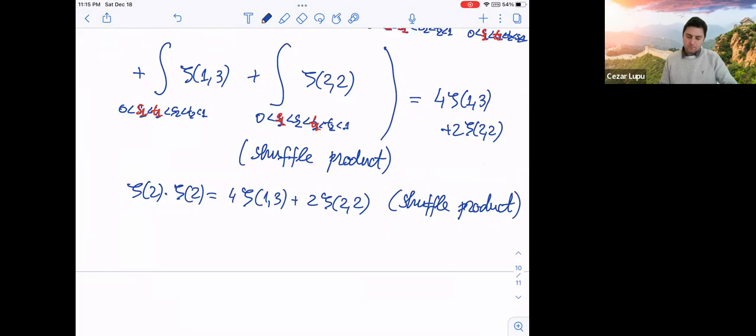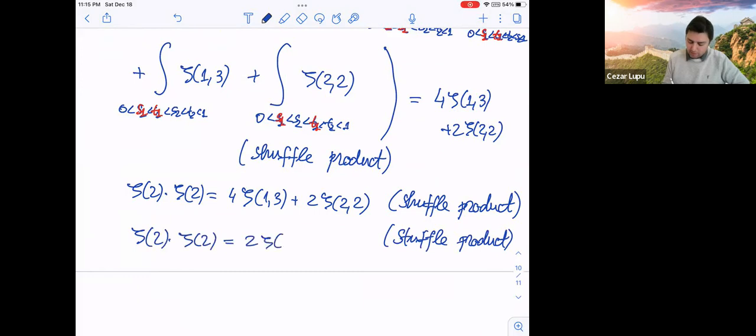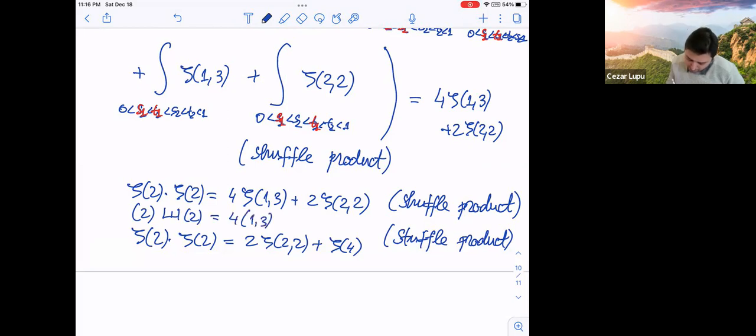All right. So this is just the shuffle product. And as you can see, from the shuffle product we have seen that zeta of 2 times zeta of 2 is 2 zeta of 2, 2 plus zeta of 4. Right? So in other words, we'll denote this as 2 shuffle 2, which is 4 zeta of 1, 3 plus 2 zeta of 2, 2. So this is how we're going to say it. This is the notation for the shuffle product.